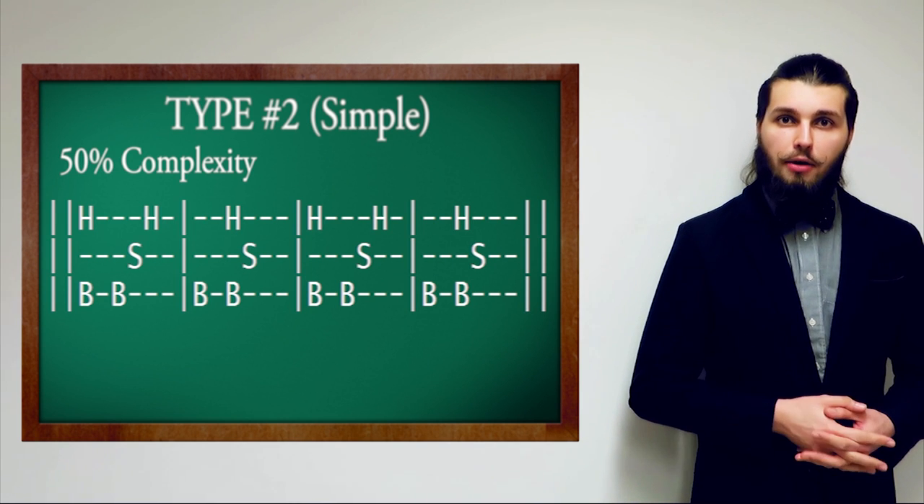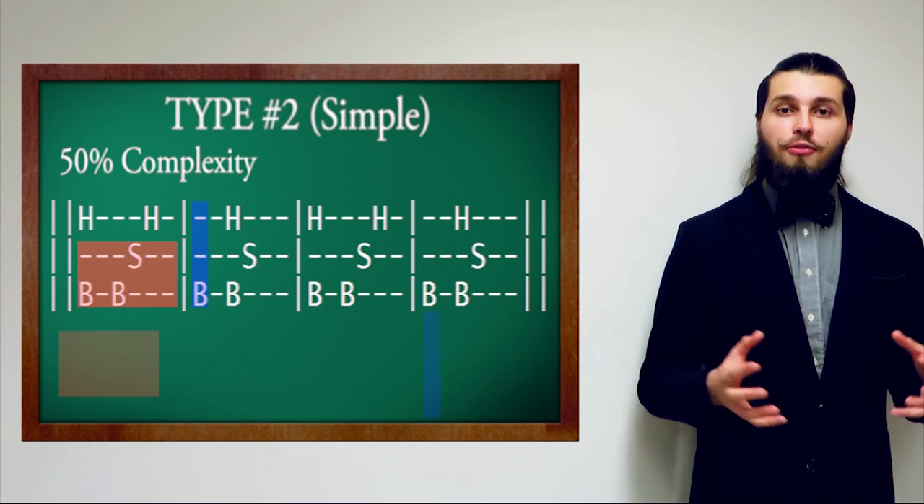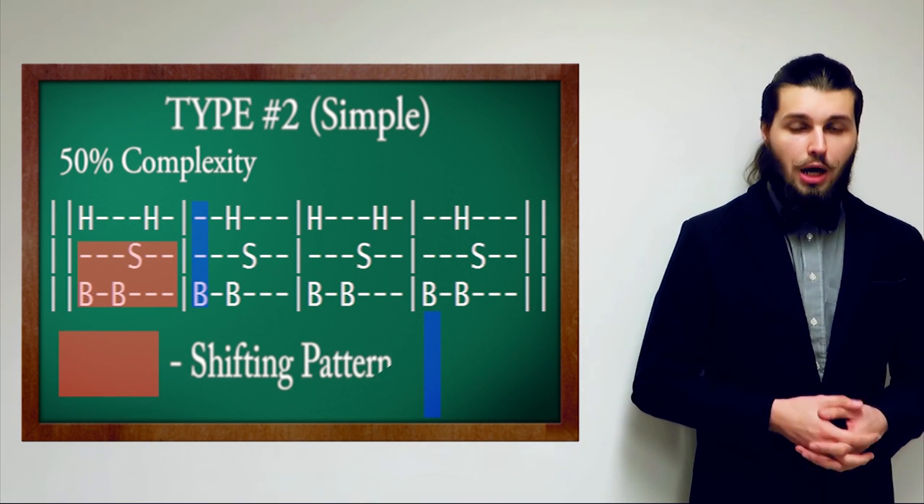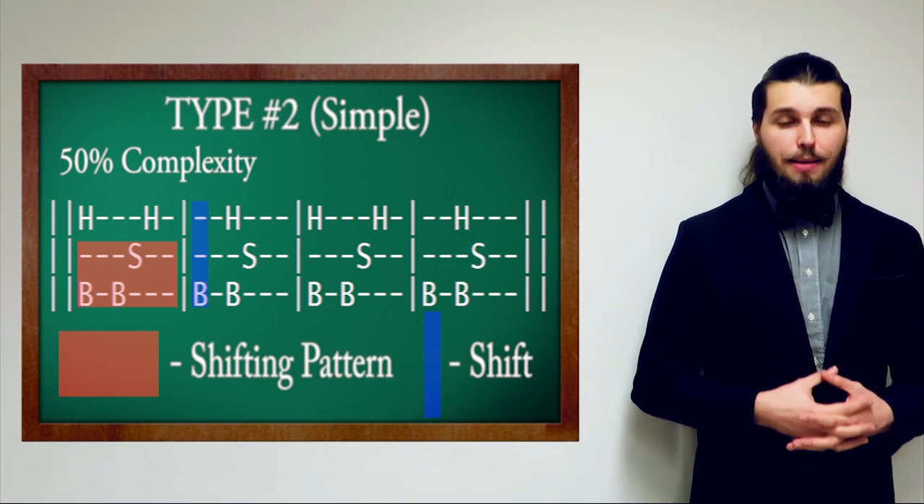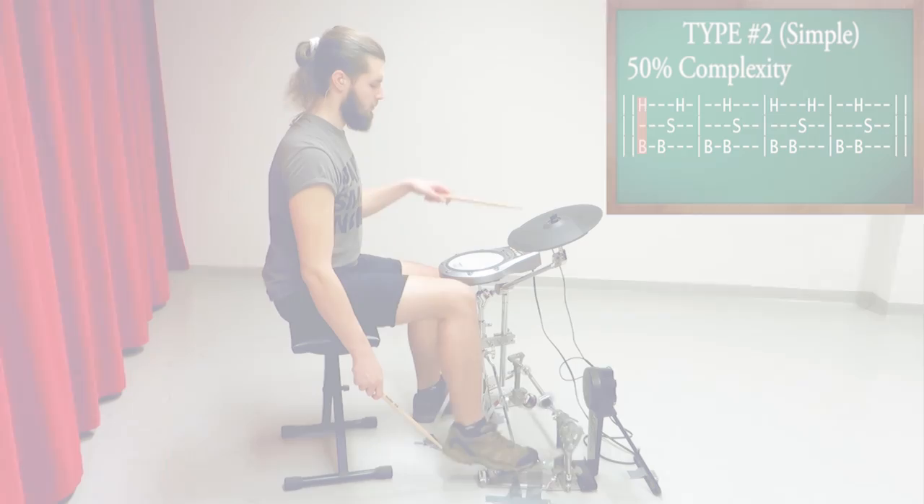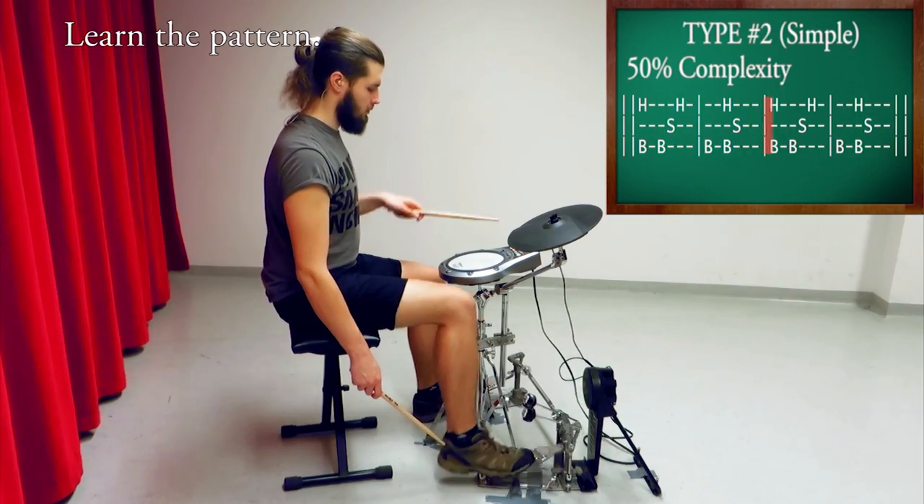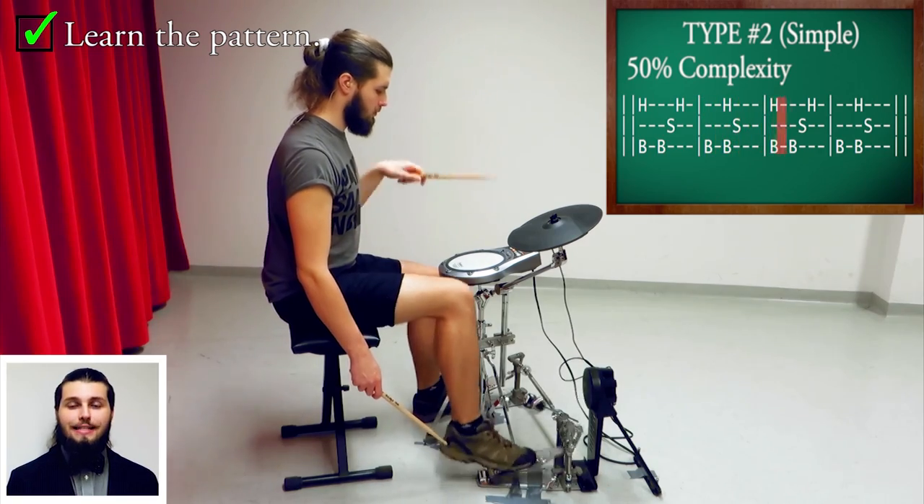This type of shifting pattern is slightly harder than type number 1. The reason is that the number of limbs performing the shift is 2, while you're leading with 1. The way to learn it is more or less the same, but we suggest to memorize the kick and snare simultaneously. After that, play the cymbal while singing the pattern.